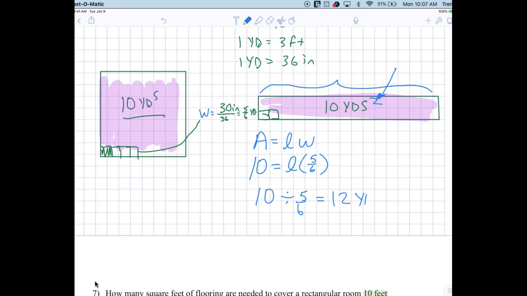12 yards. Thank you for not saying square and thinking on your own. That was important, because we're measuring a what? A length. A length is not area. A length is one-dimensional, so we say it would be 12 yards. Thank you. All right, does everybody understand that?